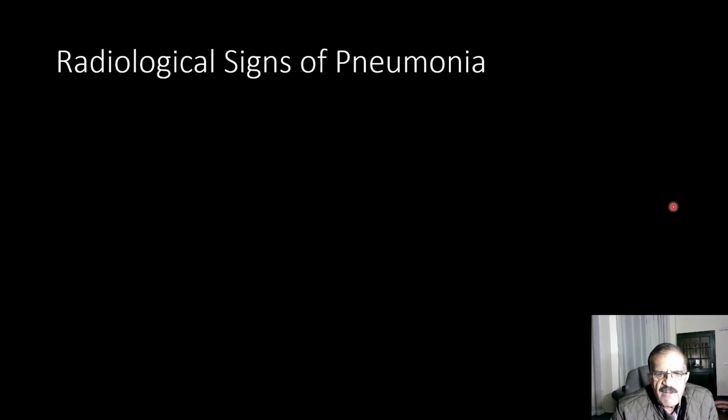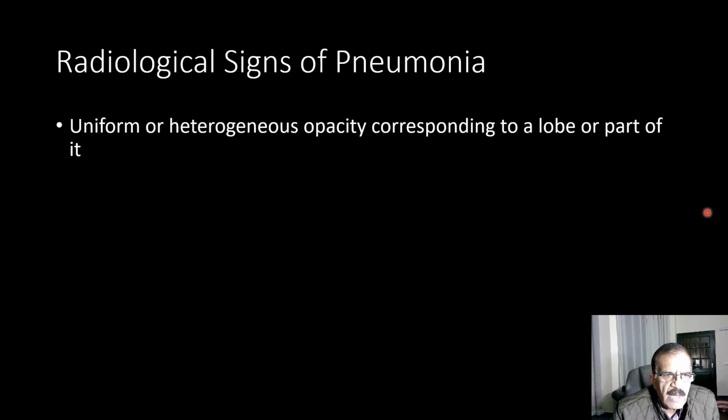Now, since we have seen X-rays of upper lobe pneumonia, middle lobe pneumonia, lower lobe pneumonias, we have also seen lateral films. Now, let's sum up the radiological signs of pneumonias. Uniform or heterogeneous opacity corresponding to a lobe or a part of lobe. Uniform if it is fully consolidated. If the pneumonia is still developing or is already in the stage of resolution, then opacity may not be very uniform. So it may be heterogeneous.